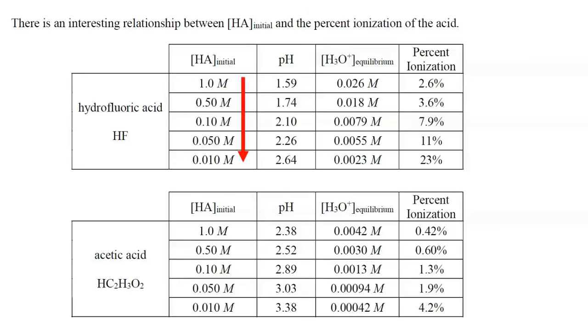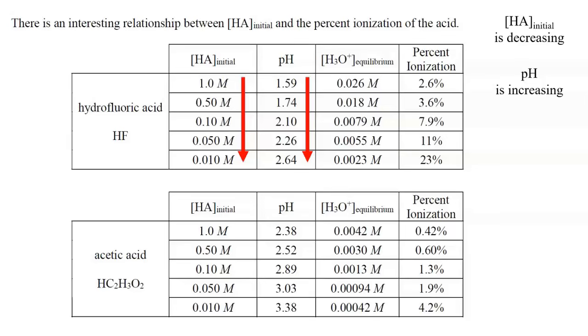In the first column, we see the initial concentration of the acid. I start with a concentration of 1.0 molar, and I go down to a concentration of 0.010 molar. So, as you can see from top to bottom, the initial concentration of the acid is decreasing. Now, let's take a look at the pH. The pH changes from 1.59 to a value of 2.64. So the pH is increasing. This is not a surprising result. That's what you would expect.